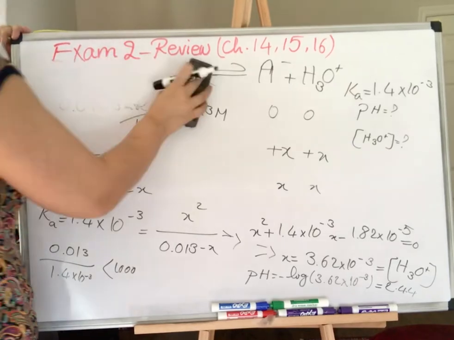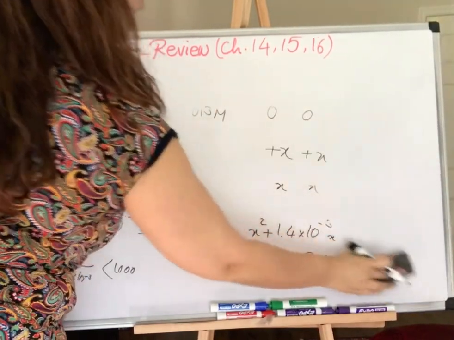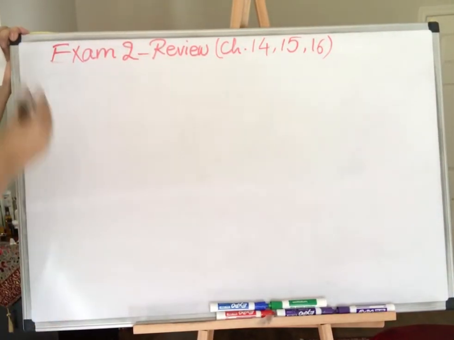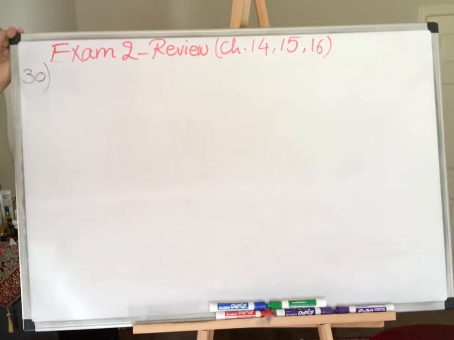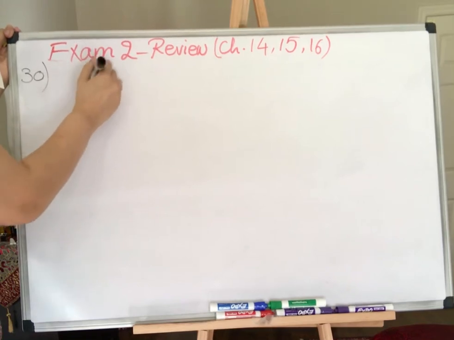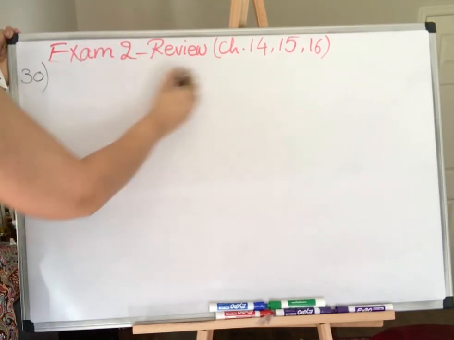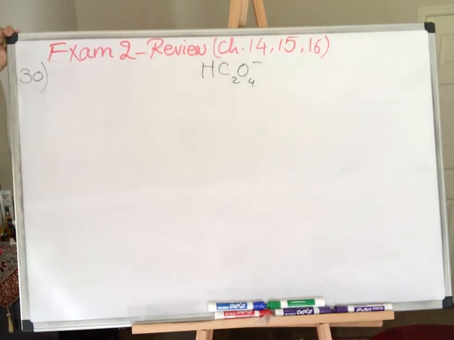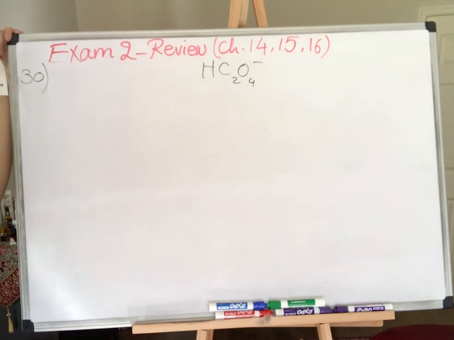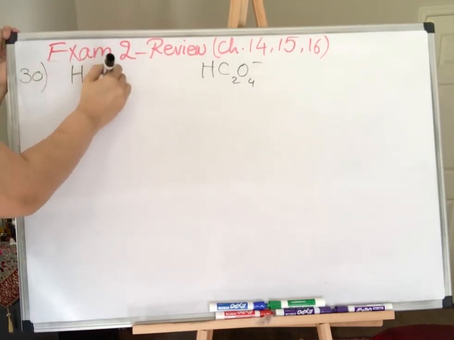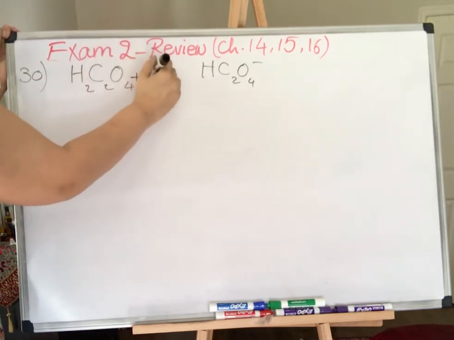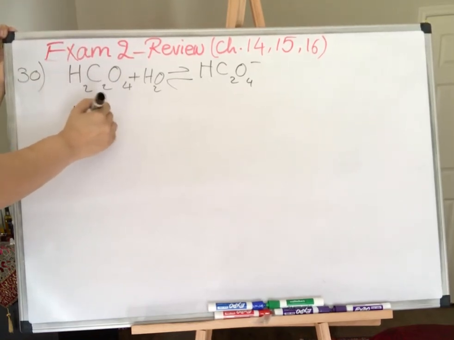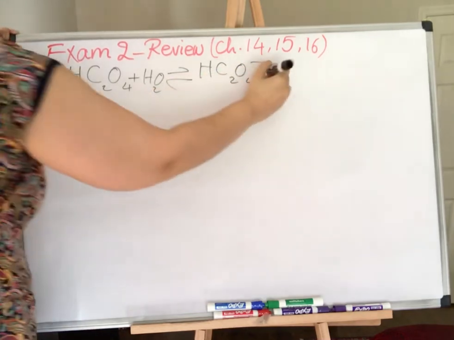Question number 30 is, what is the concentration of HC2O4 negative in a 0.3 molar oxalic acid, H2C2O4, plus water? You can use H2O, H2A, or work with the same formula, plus H3O.